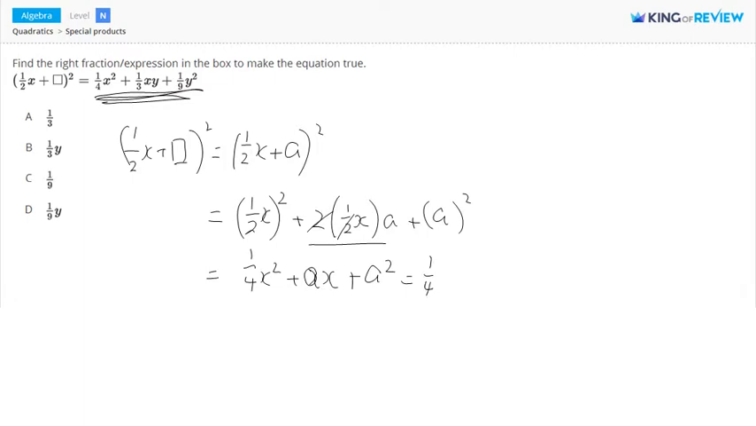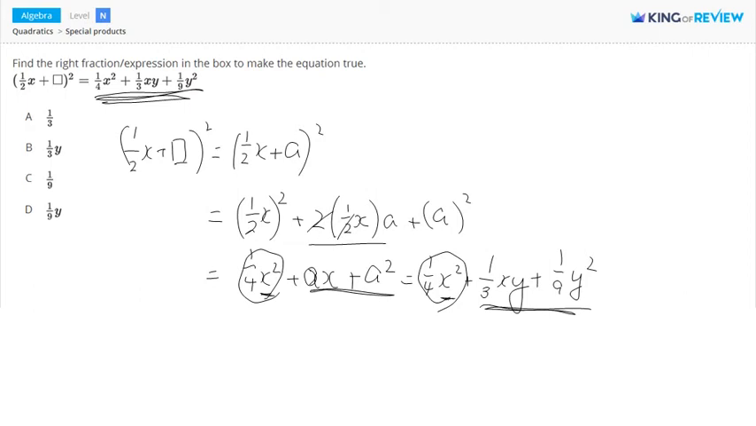So that's going to be 1/4 of an x squared plus 1/3 of an xy plus 1/9 of a y squared. So now you look at the x's. So the x squares are equal to each other, right? 1/4 of an x squared and 1/4 of an x squared. So the rest of them have to be equal to each other too. Well, this has one x with it, which means it has to equal this part. And this doesn't have any x's, so it has to equal this part, right?